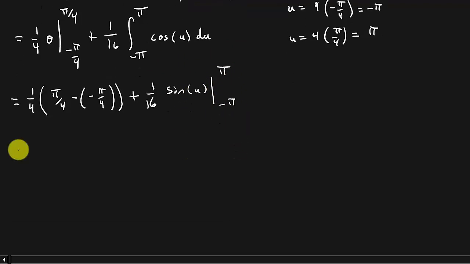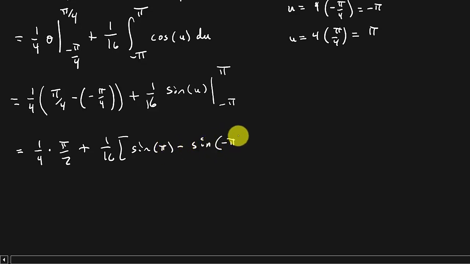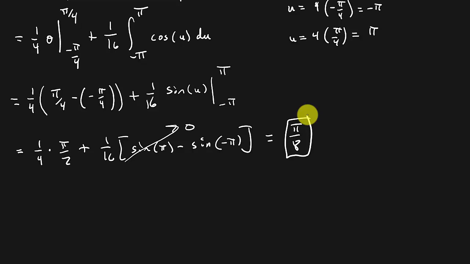I'll go ahead and write it down for you. And that's just 1/4 times pi over 4 plus pi over 4, plus 1/16, and that's going to be sine pi minus sine negative pi. You see that? All that's 0. And so I'm just left with pi over 8. And there's my answer. All right, so hopefully all this is making sense to you.